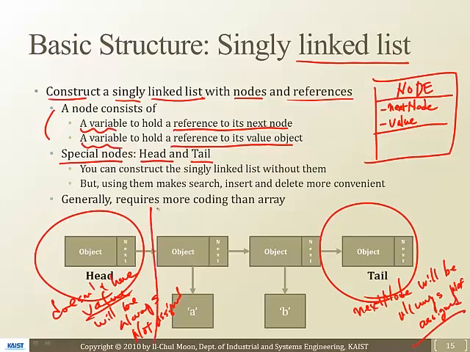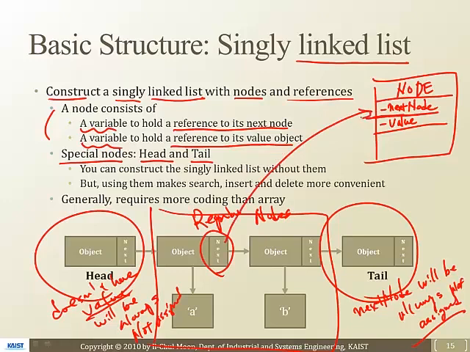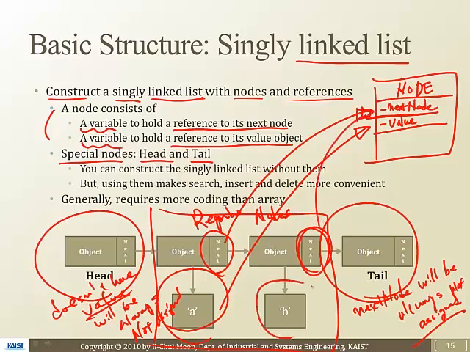In between these two cases, these are regular nodes. And these regular nodes, this next node part is represented like this, and this A value is represented like this. Same thing happens. This next is represented like this, and this B is represented like this. Okay?